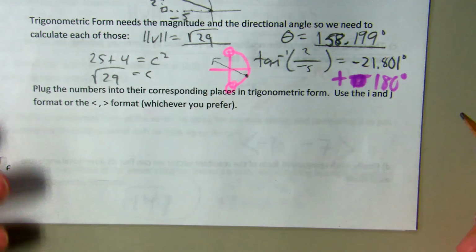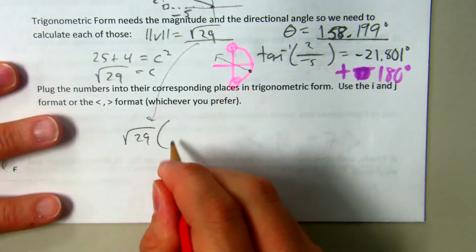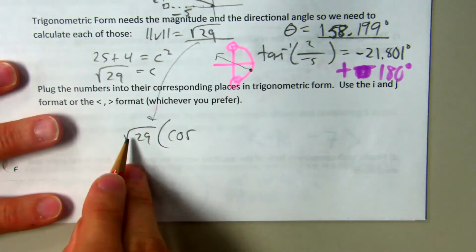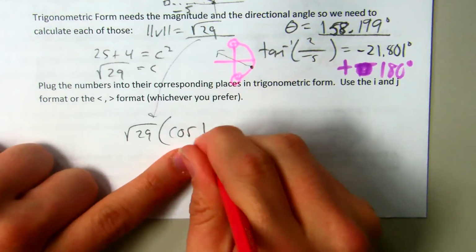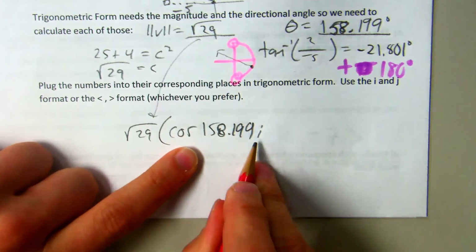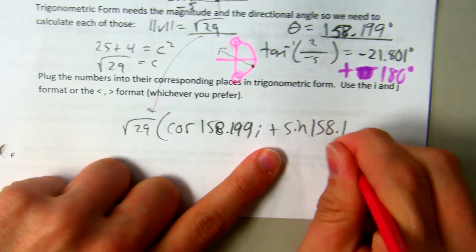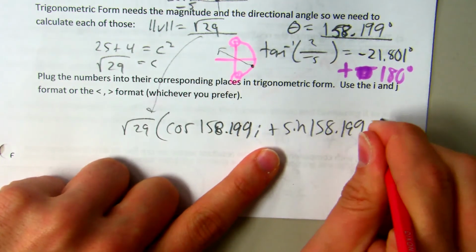And if you're familiar with that form, it's really just putting those puzzle pieces together. Magnitude out front, parentheses, cosine of this angle, the horizontal component, plus sine of the same angle for the vertical component.